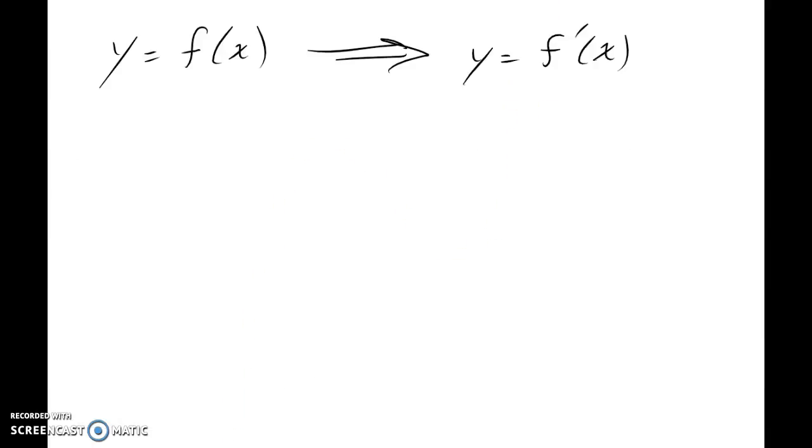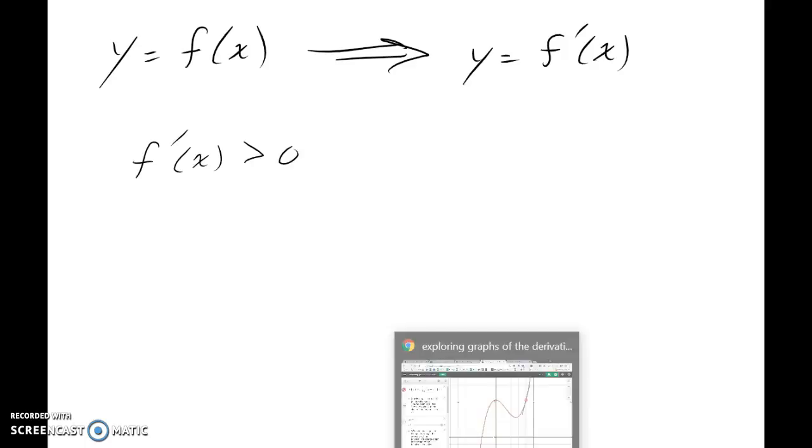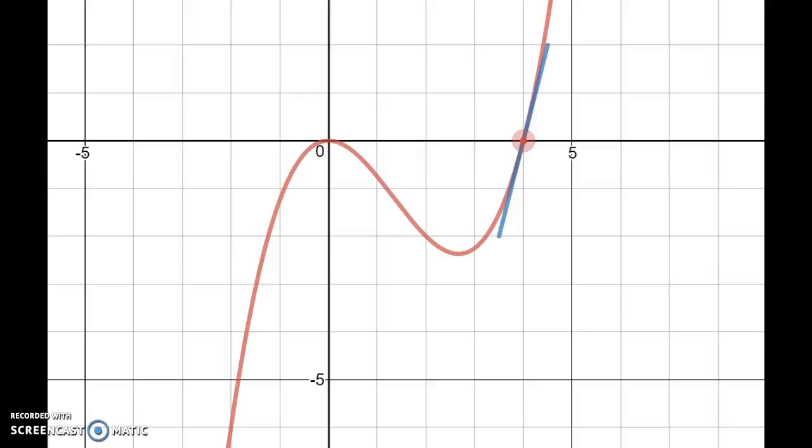Now, we also know that when the derivative is positive, which is the notation that we use, f prime of x is greater than 0, this means that the function is increasing. Okay, so think about this for a second. Let me just back this up.